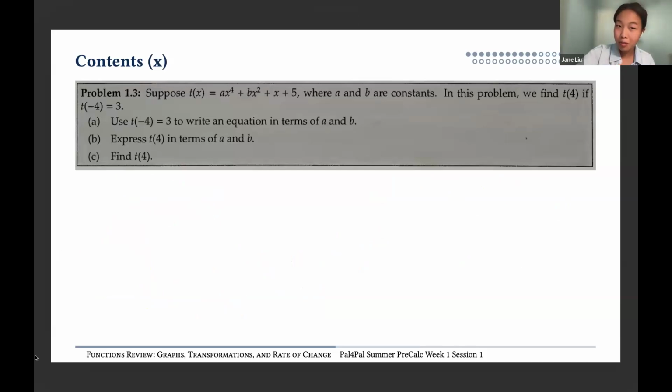So here's another problem. Suppose that function t of x is equal to ax to the fourth power plus bx squared plus x plus 5, where a and b are constants. And in this problem, we will find t of 4 if t of negative 4 is equal to 3. So try to use t of negative 4 equals 3 to write an equation in terms of a and b.